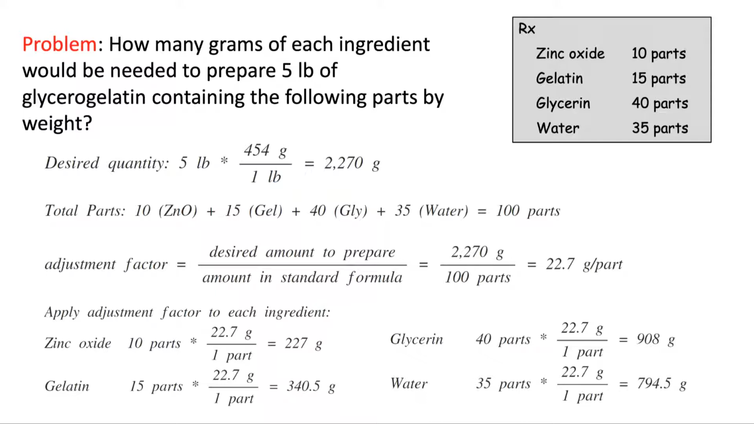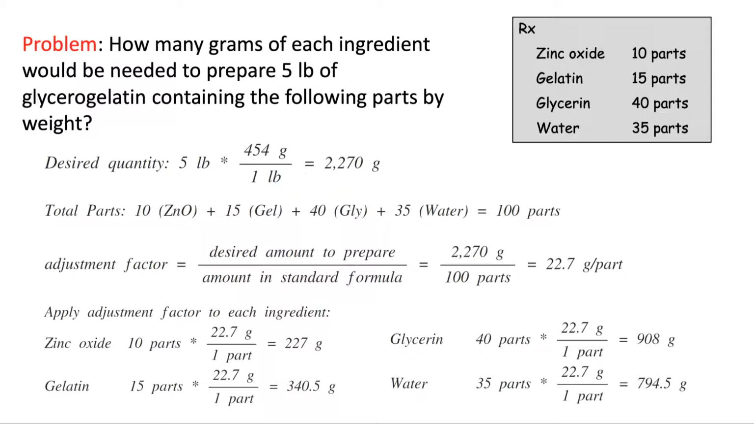Parts cancel, and we need 340.5 grams of our gelatin. Moving on to glycerin, we need 40 parts, therefore 40 parts times 22.7 grams per part means I need 908 grams of the glycerin. And lastly, water, I needed 35 parts, multiply that by the 22.7 grams per part, and I can see that I would need 794.5 grams of water, which since its density is 1, we can just say that's 794.5 milliliters of water.